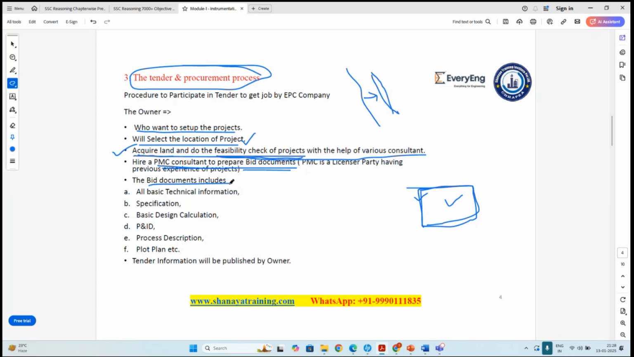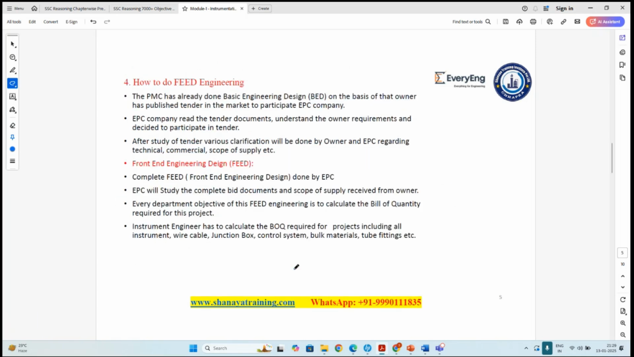And the bid documents will include all basic technical information, the specification of the technical things, basic design calculation, P&ID, process description, plot plan. All these things will be prepared by whom? It will be prepared by the PMC for the owner. Now the owner will publish the tender in the market. Once the PMC has already done all the basic design engineering, on the basis of that the owner has published the tender to the market for EPC companies to participate in the tender.